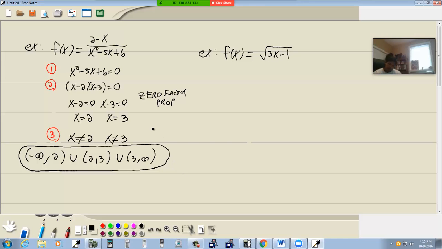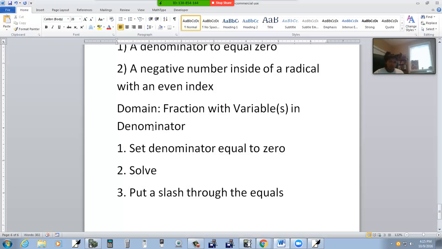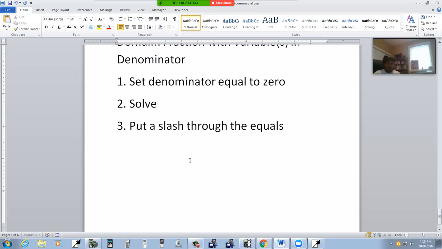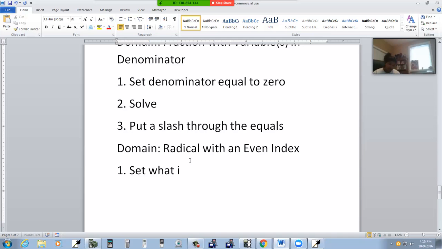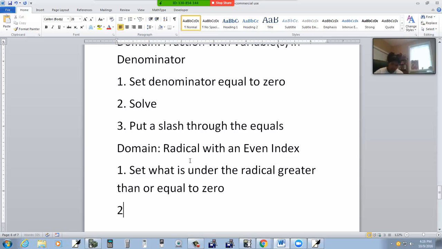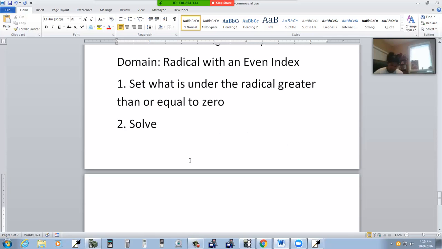Now the second type of domain problem that you run across is where you have the domain of a radical with an even index. Your first step is to set what is under the radical, the radicand, greater than or equal to 0. And then step 2 is to solve.